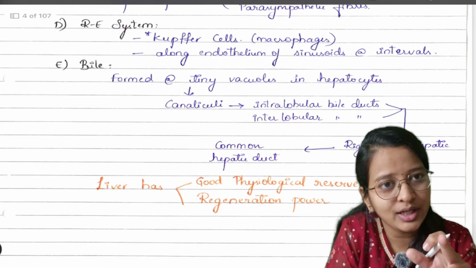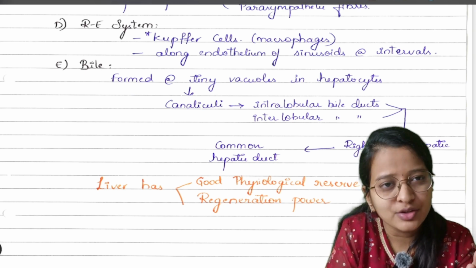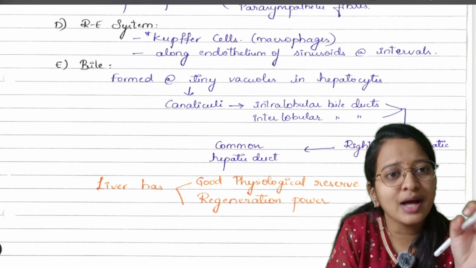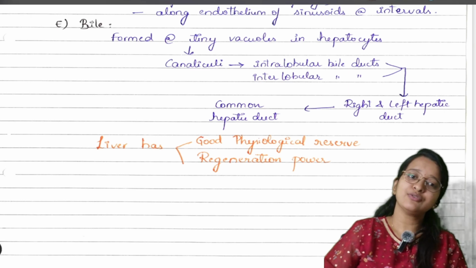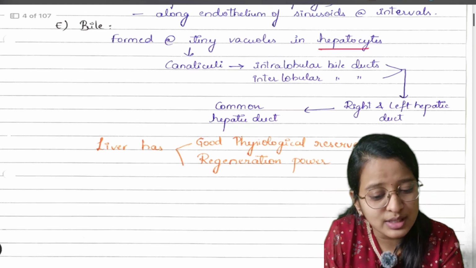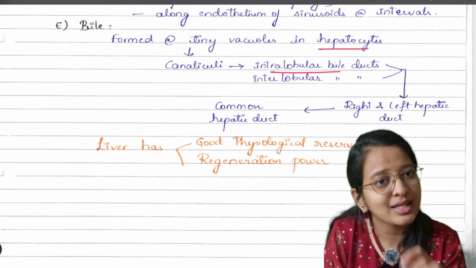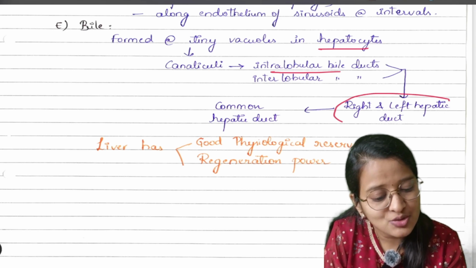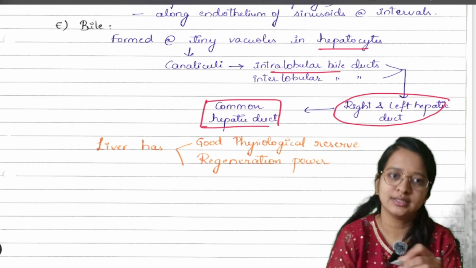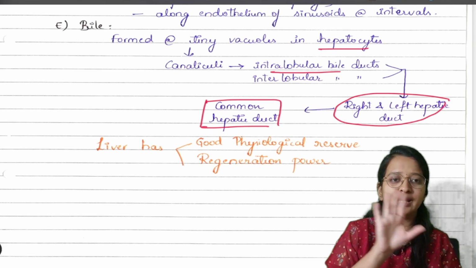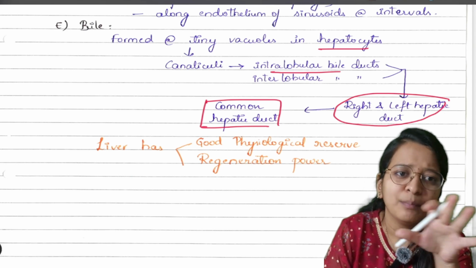Liver has its own reticuloendothelial system in the form of Kupffer cells, which are nothing but macrophages around the endothelium of the sinusoids in an interval manner. And finally, the bile, which is formed in the tiny vacuoles in the hepatocytes, enters the canaliculi, and from there into intralobular and interlobular bile ducts and finally into the right and left hepatic ducts, which later form your common hepatic duct. So these are about the blood supply, lymphatic drainage, nerve supply, and about the bile.